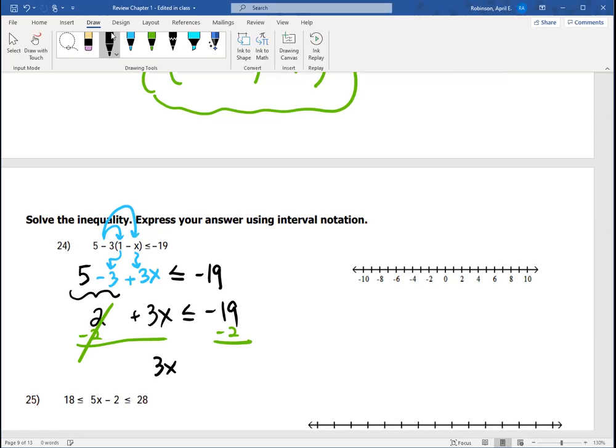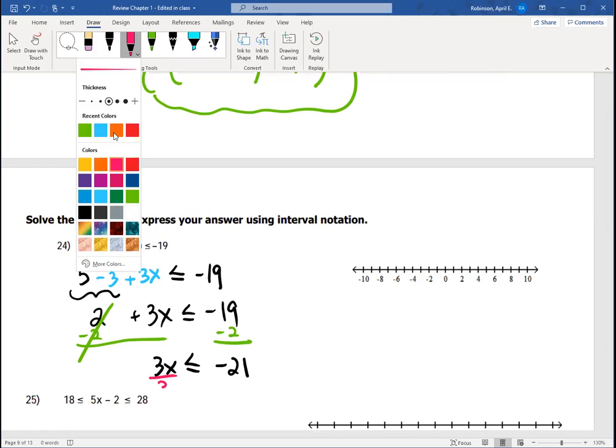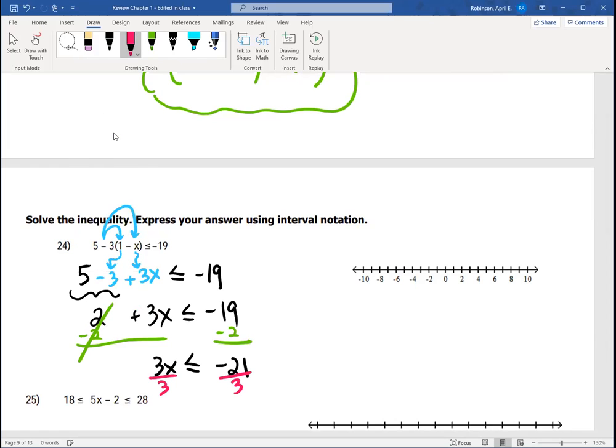I get 3x is less than or equal to -21. And then I'm going to divide both sides by 3. I am not dividing by a negative. I'm dividing by a positive, so I do not reverse my sign. x is going to be less than or equal to -7. So that's my inequality. Then they wanted an interval notation.